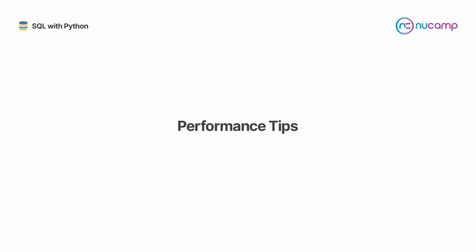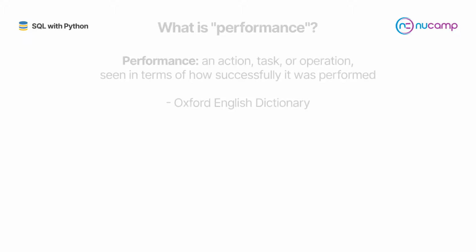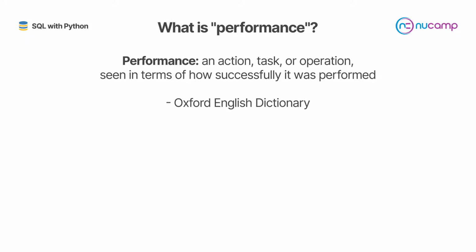In this lesson, we will explore various optimization techniques to keep our Postgres databases fast and efficient. Before we get technical, let's consider what performance means to us in the context of computing. According to the Oxford English Dictionary, performance can be defined as an action, task, or operation seen in terms of how successfully it was performed.